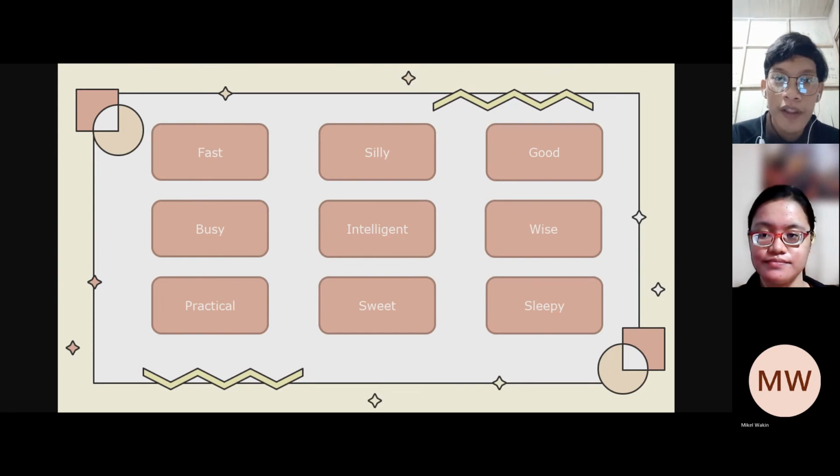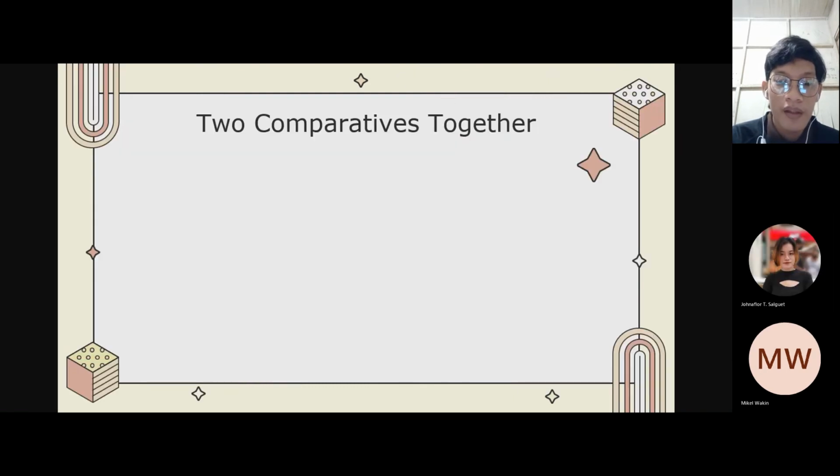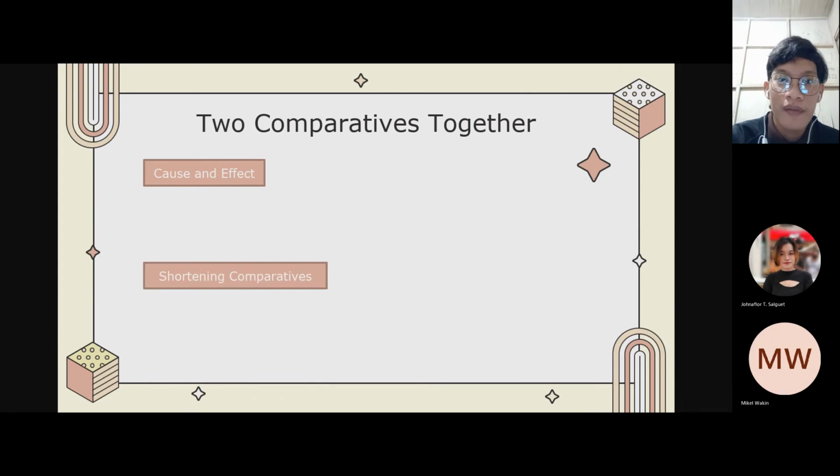I hope you learned some things from these exercises, and now we will move on to our next slide. Two comparatives together, cause and effect. We have here the second one, which is shortening comparatives.